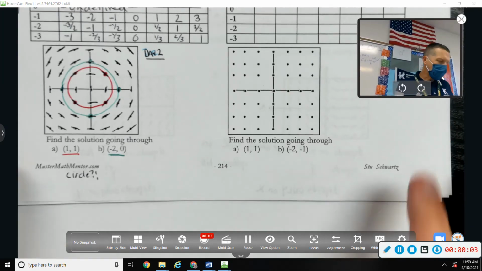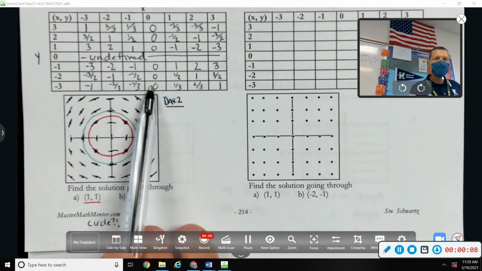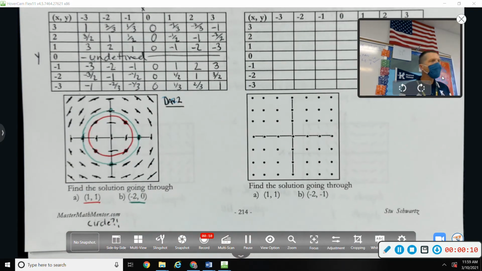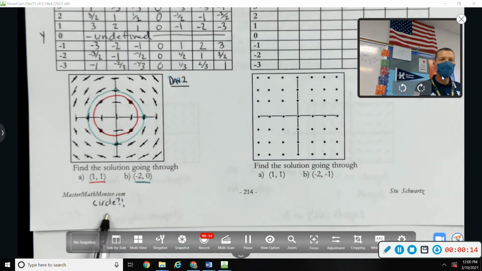So looking at yesterday's worksheet, let's start by looking at this one we did yesterday. We filled in the table with the little slope field pieces. We graphed all the pieces. We said, that sure looks like a circle. Now let's figure out for sure what it is.